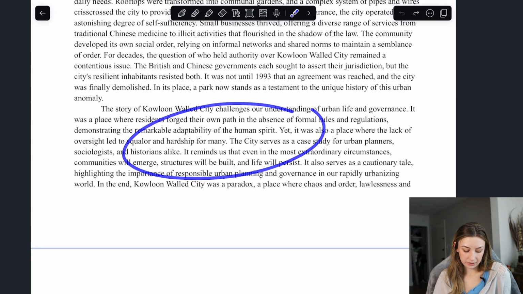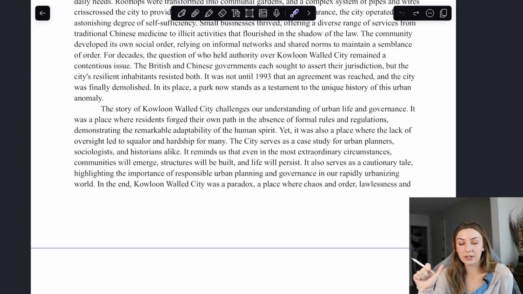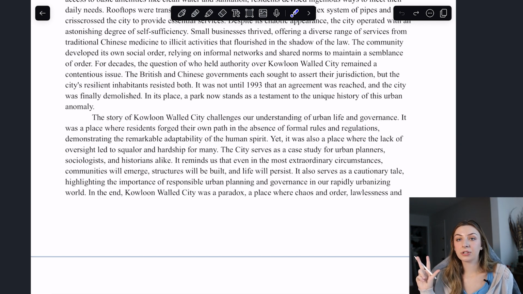But this is a new idea, right? Human adaptability. So we have the whole Chinese versus British government thing. That's an argument. We have the sort of lawlessness of this city, that's another argument. We have the architecture, that was its own argument, and now we're having this human adaptability that seems like it's going to be its own argument as well.